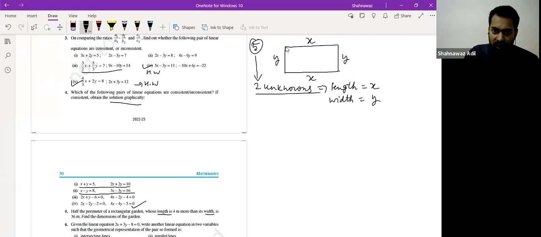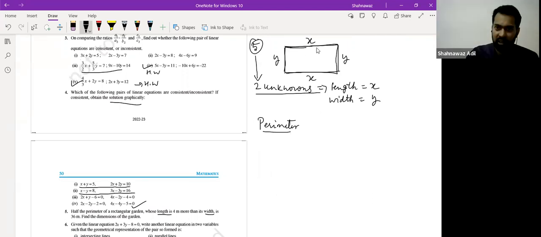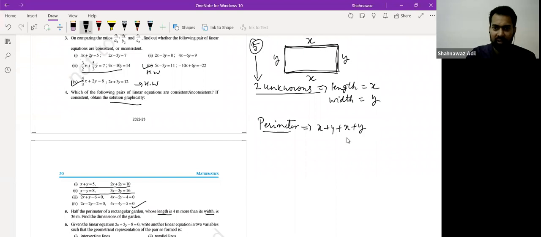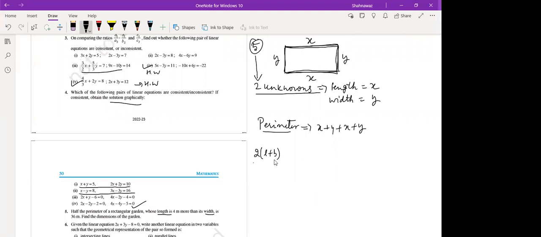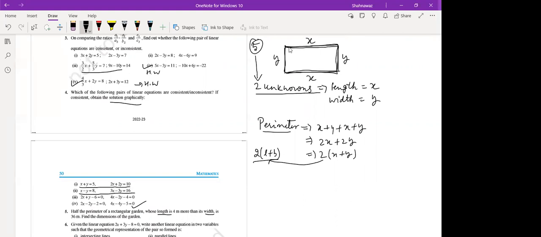Can you guys tell me what will be the perimeter of this rectangular garden? The perimeter is this length. So this is x plus y plus x plus y. Or you can remember the formula of a rectangle, 2 times l plus b. So this will be 2x plus 2y, or 2 times x plus y, the same formula. I could have used this formula, but this looks more understandable.